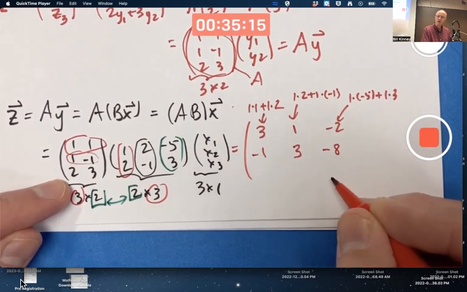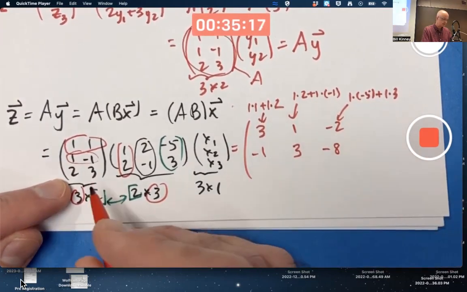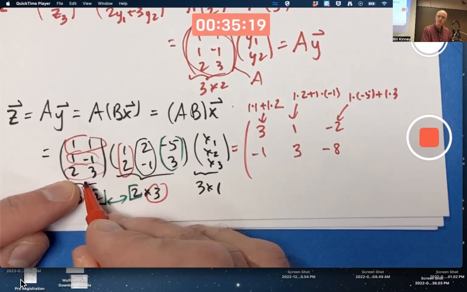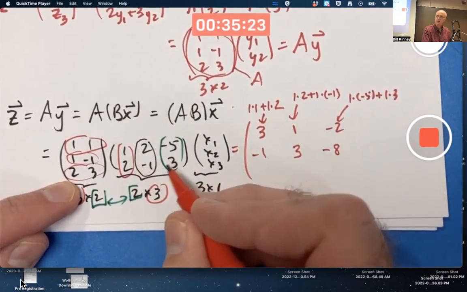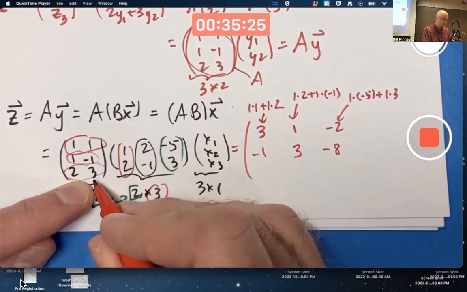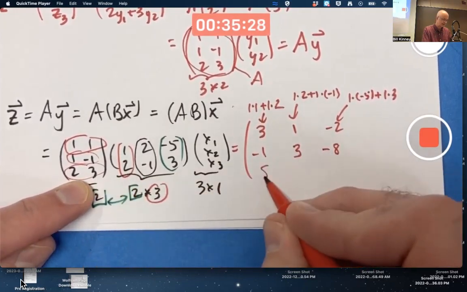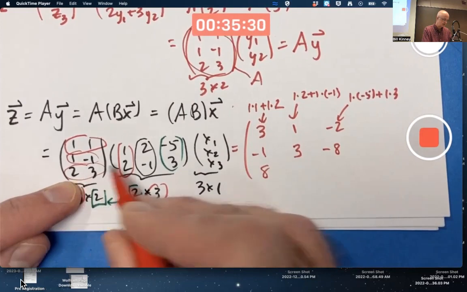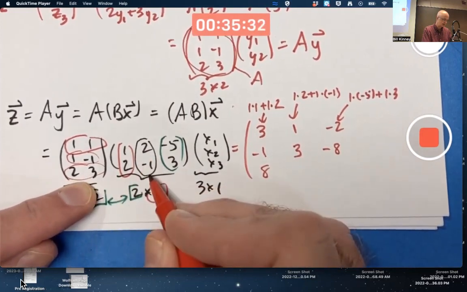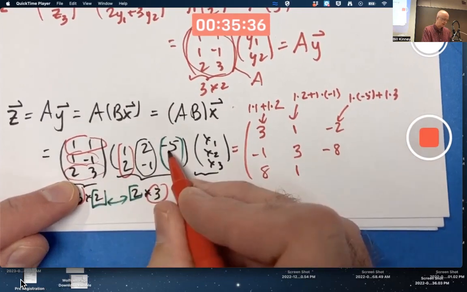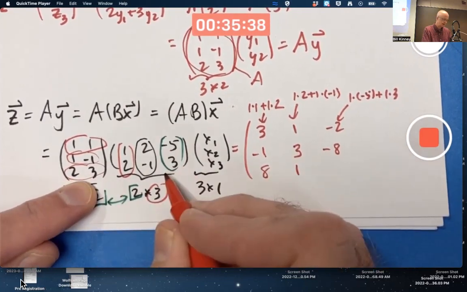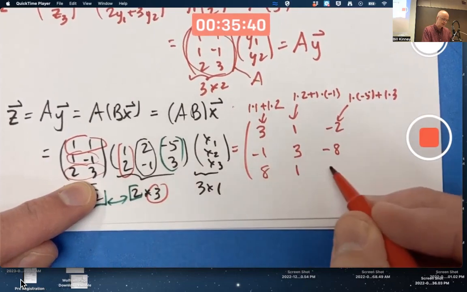Finally, for the last row of the answer, A times B, use the last row of the matrix on the left, dot producting with the columns. 2 times 1 plus 3 times 2 is 2 plus 6 is 8. 2 times 2 plus 3 times negative 1 is 4 minus 3 is 1. And then 2 times negative 5 is negative 10 plus 3 times 3, 9. Negative 10 plus 9 is negative 1.